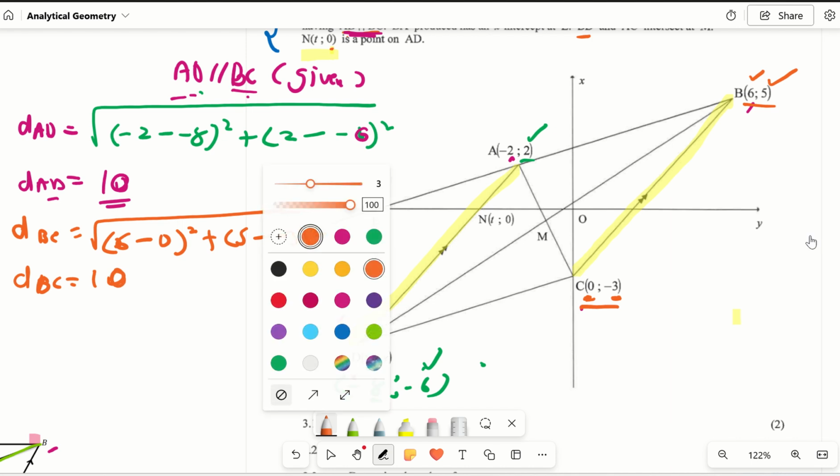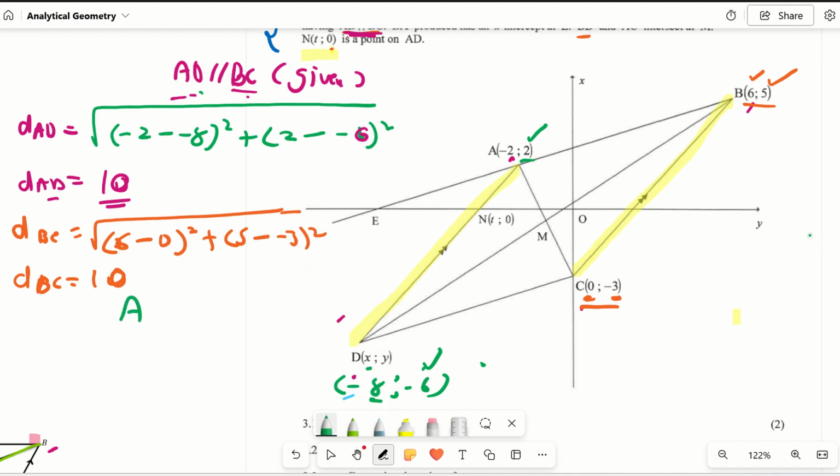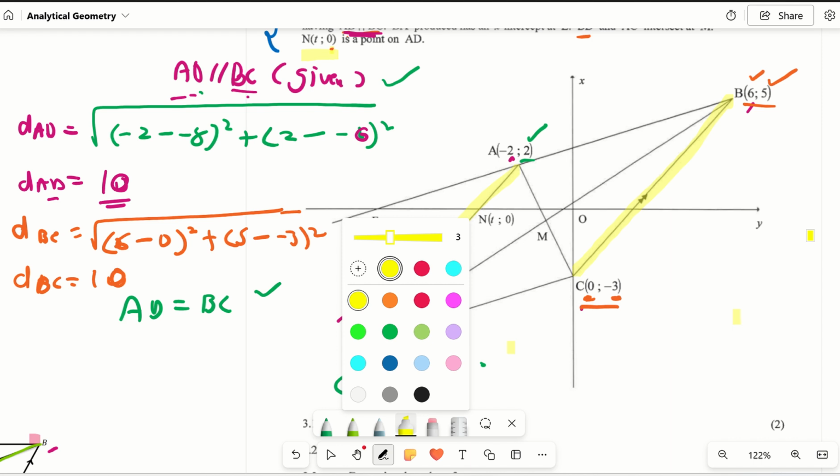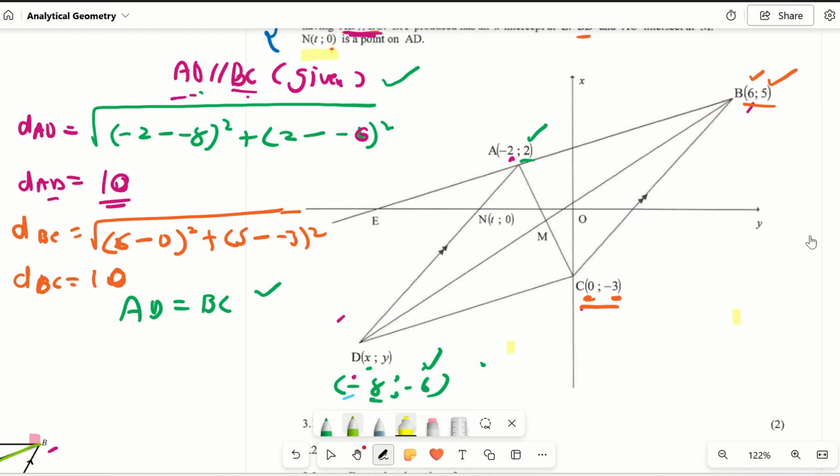So now you have proven that AD is also equal to BC. So you've done two things. You've proven that the two sides are parallel, also equal. So you're done with this pair of sides. Now let's deal with this other pair of sides, that is this side and that side over there.